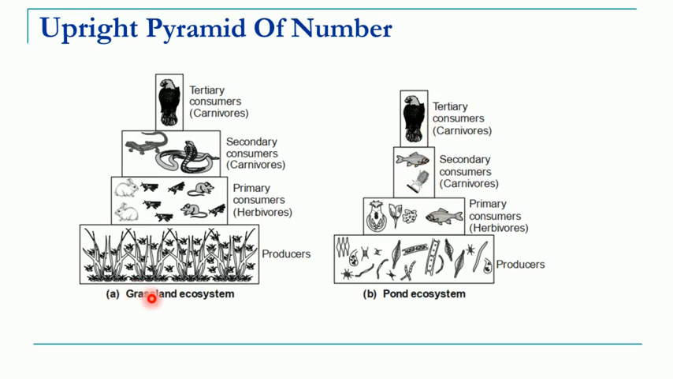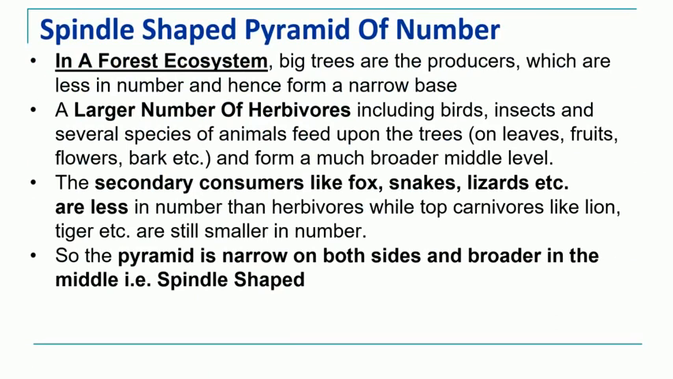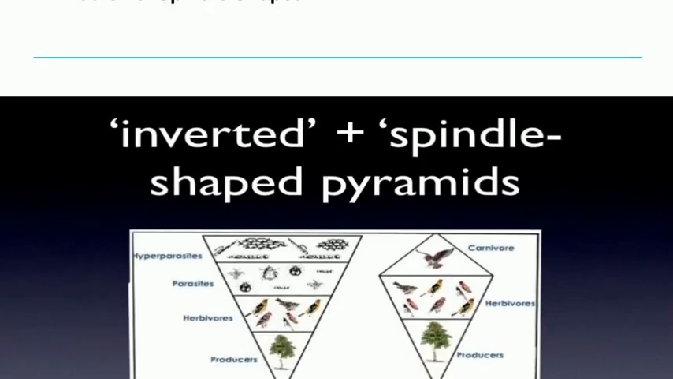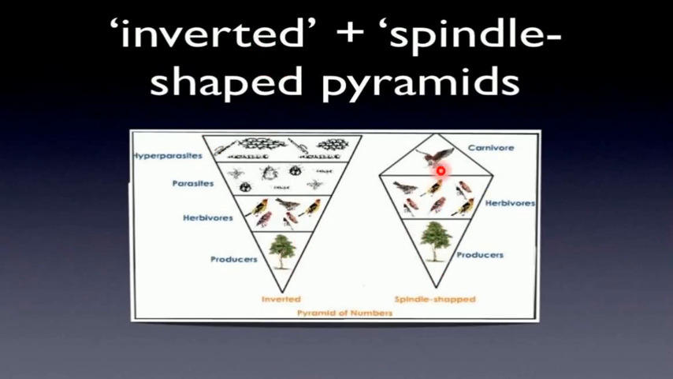So in both grassland ecosystem as well as pond ecosystem, the pyramid of number is upright. So this is called as an upright pyramid. Sometimes you can have another shape of the pyramid of number, that is called as spindle shaped pyramid of number. So let's first see the diagram. So this is called as a spindle shaped pyramid.